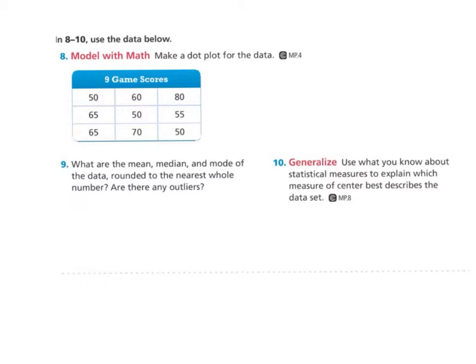Number 8, they want us to make a dot plot. They're asking us to find the mean, median, and mode, and then they're asking us if there are any outliers. So this one actually all goes multiples of 5, going from 50 to 80. So we'll just draw our magical dot plot again here.